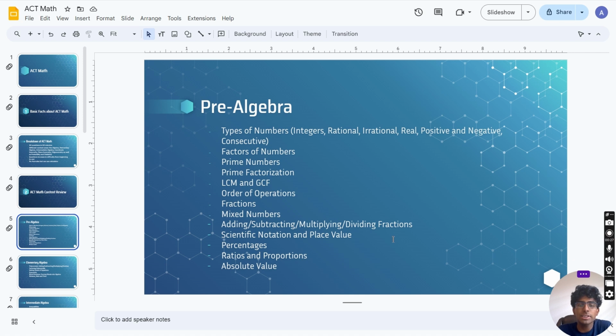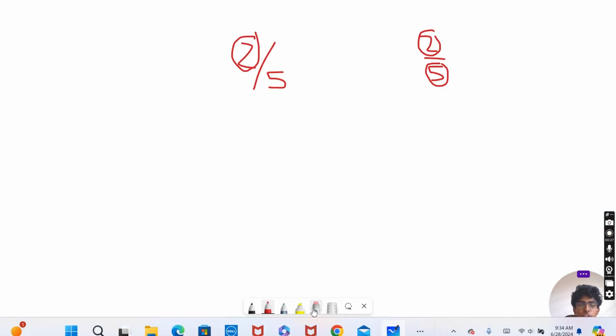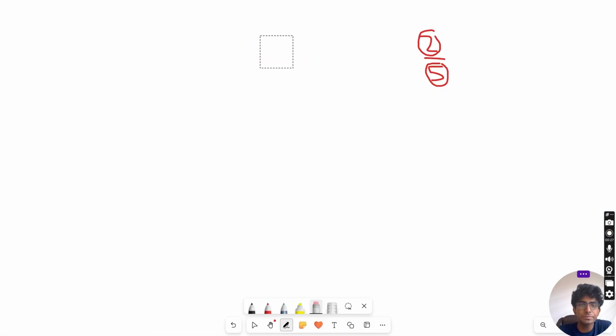We're going to do adding, subtracting, multiplying, dividing fractions first, actually, because we're on the topic of it. So how do we add and subtract fractions? We basically want the denominators to be the same when we add or subtract fractions. So for example, if we have 2 over 5 plus 1 over 3, the answer is not 3/8. You're not adding the numerators, adding the denominators. You can't do that.